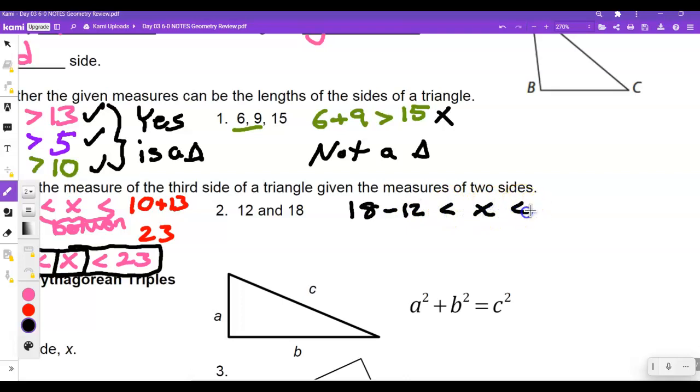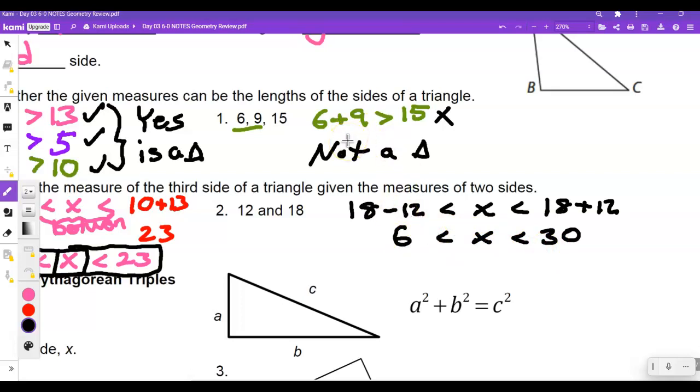Minus 12 is less than x is less than 18 plus 12, so x is between 6 and 30. So our answers have to be between 6 and 30 to make a real triangle. If you were to cut popsicle sticks or straws, lengths of inches or centimeters, 12 centimeters, 18 centimeters, you can make a triangle with a third side of anything of this length.